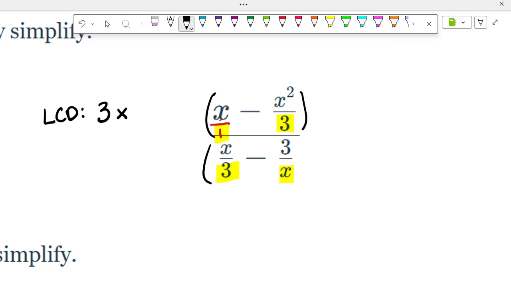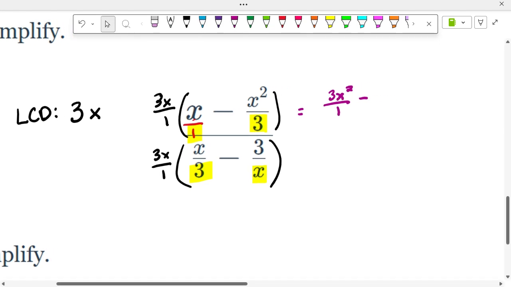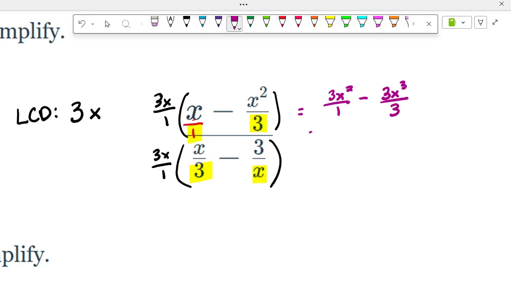So we're going to multiply the top and the bottom by 3x over 1. Now, I'm doing it over 1 so that we're not screwing with the denominators. All we're doing is trying to get the denominators to cancel out. So what's 3x times x? 3x squared. 1 times 1 is just 1. Minus 3x times x squared. 3x what? Cubed. Over 1 times 3 is 3.